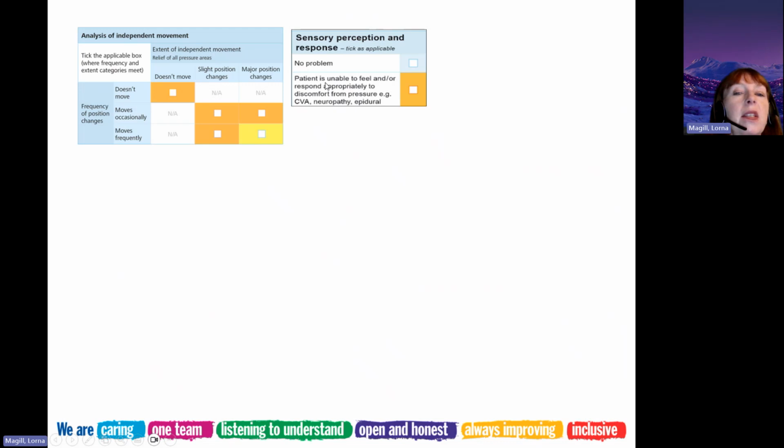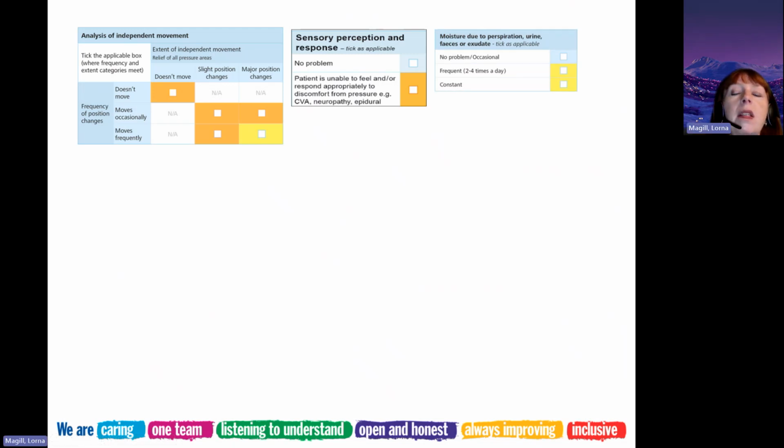We then think of sensory perception and response. A blue box if there's no problem or concern, and straight away they go to an orange box if they are unable to feel or respond appropriately to discomfort from pressure. So it may be a stroke, neuropathy, an epidural in situ immediately puts our patient at risk.